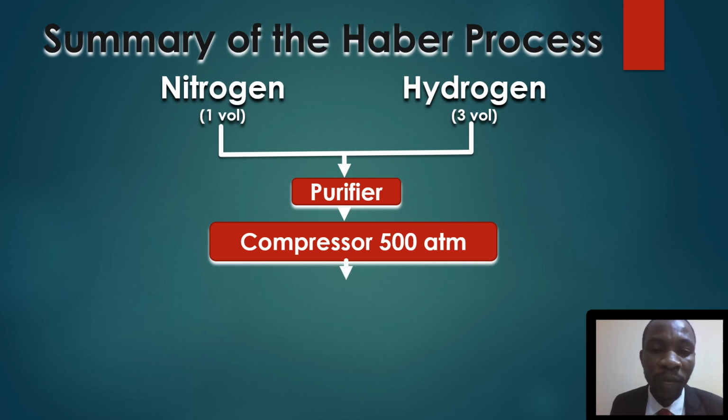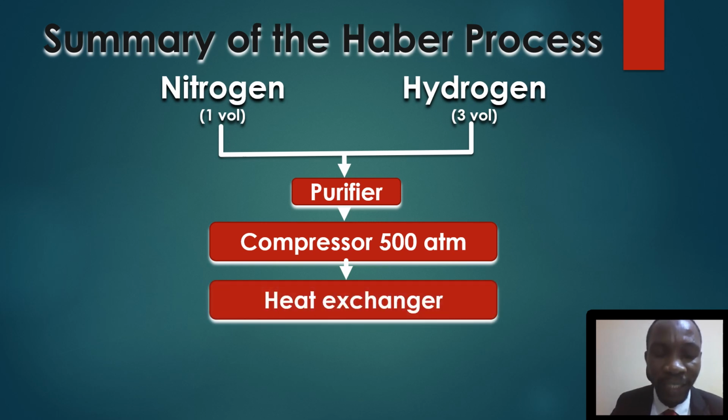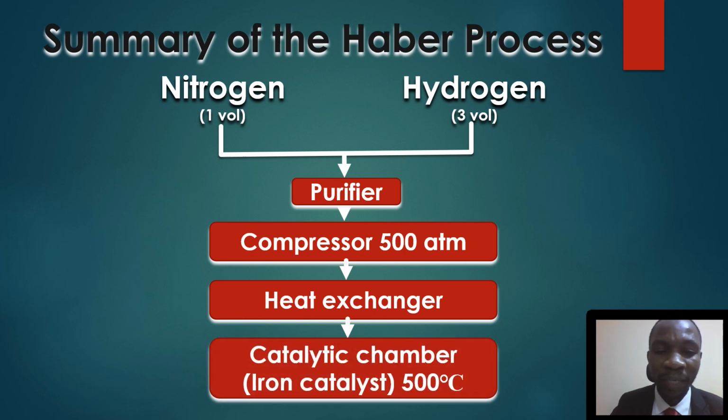So from the purifier, we take it to the compressor to compress it to 500 atmospheres. Then from the compressor, we take it to the heat exchanger. At the heat exchanger, this mixture is heated to a temperature of 500 degrees Celsius. And this hot mixture is then taken to the catalytic chamber. In the catalytic chamber, this is where the reaction between nitrogen and hydrogen occurs. Why? It is because all the conditions required for this reaction to occur are present in the catalytic chamber. So in the catalytic chamber, we have optimum conditions for maximum production of ammonia.